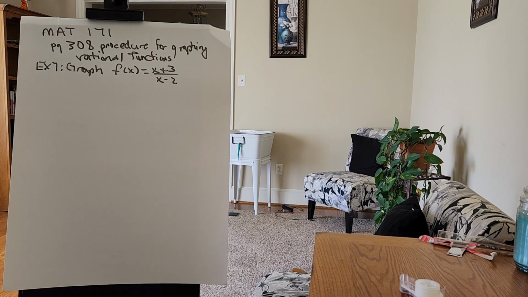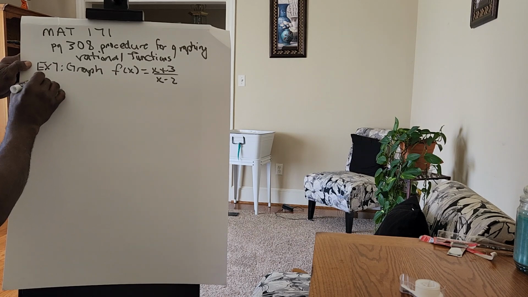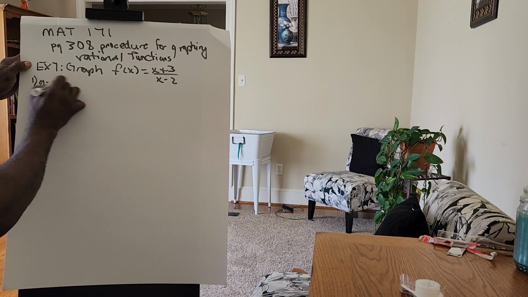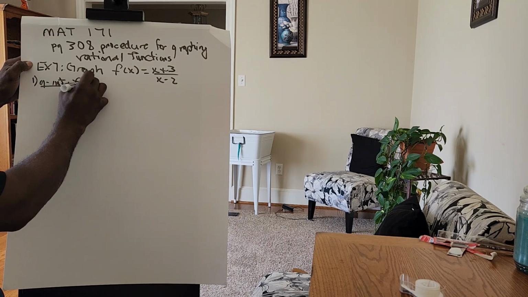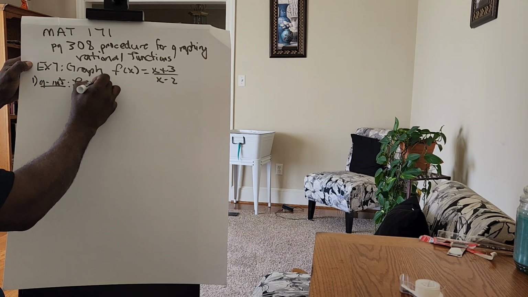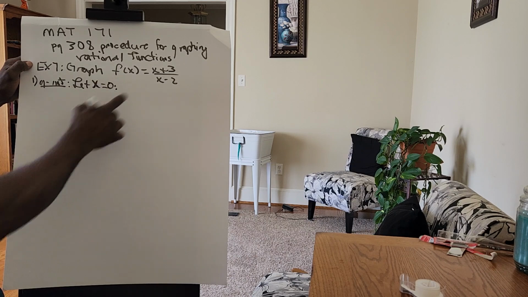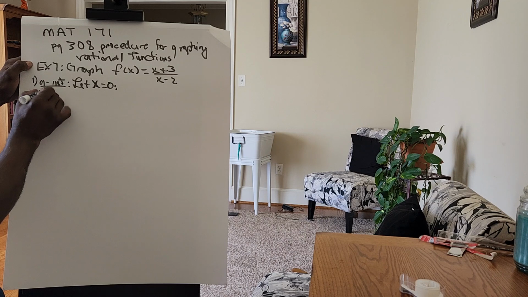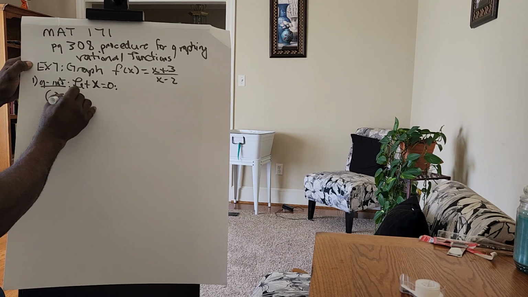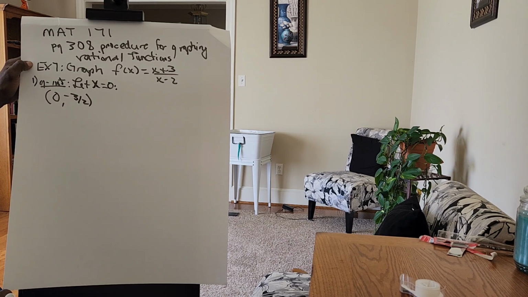Well, the first thing they say on page 308 is the y-intercept. So number 1, y-intercept. If you want a y-intercept, you let x be 0. If you put a 0 everywhere the x is, you just have 3 over negative 2, so y equals negative 3 halves. So 0, negative 3 halves is my y-intercept.